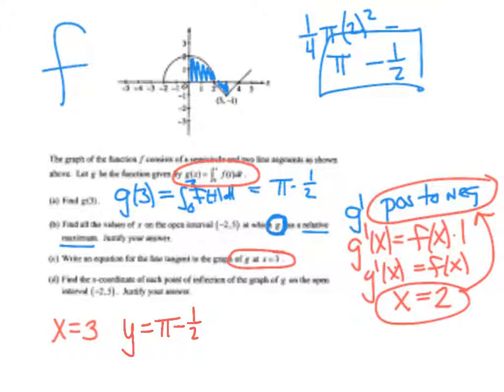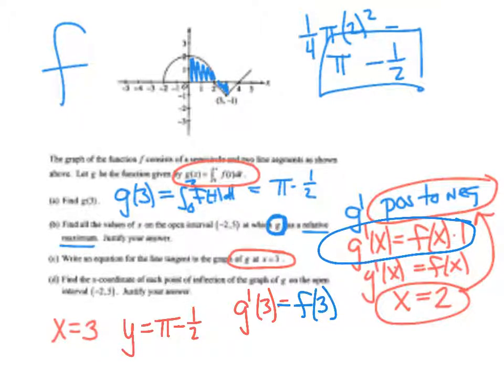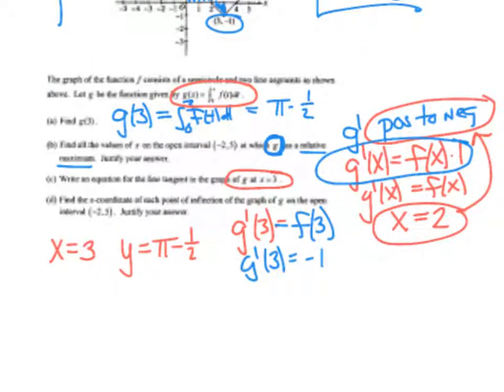Now I need to get the slope. So I need to find g prime of 3. And I already know g prime, right here, is equivalent to f. So g prime of 3 is really the same thing as f of 3. So g prime of 3 is really equal to -1. Do you see how we're using each other? So now I can write the equation of that tangent line: y minus, notice I'm using parentheses, pi minus 1/2 equals -1 times x minus 3.